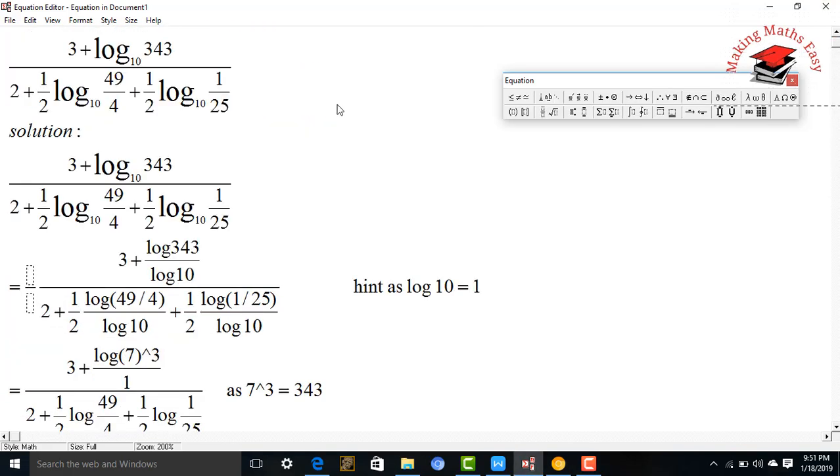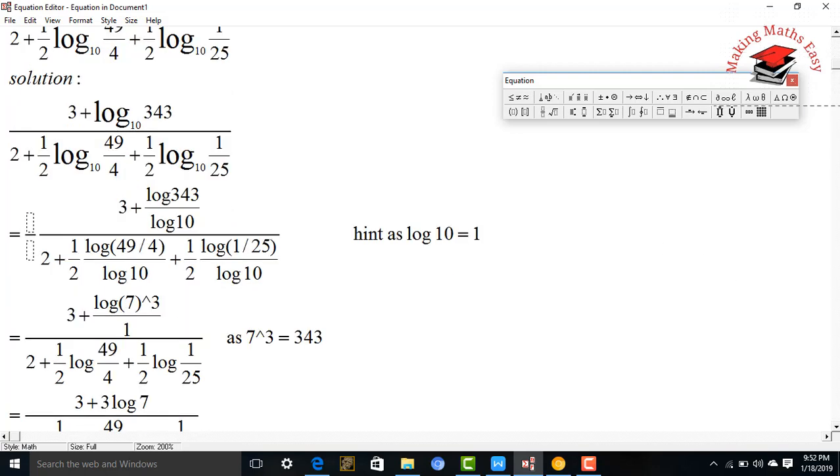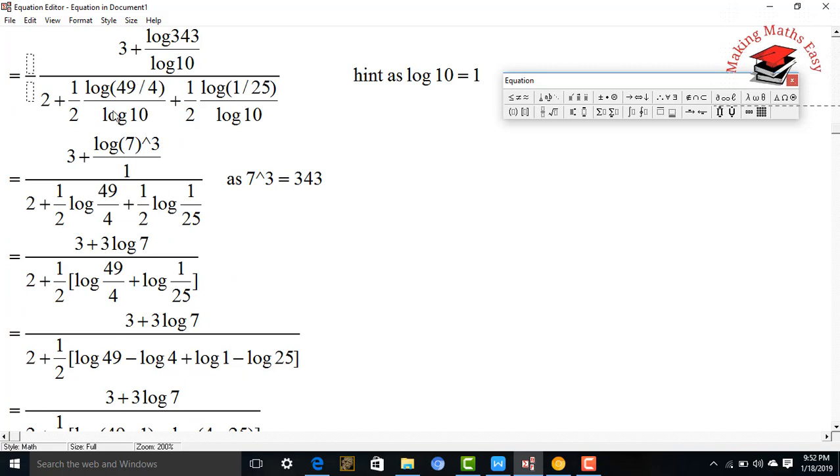So I will tell you a short recap about this sum, how to solve this. First of all, take 343. So we know that 7 raised to 3 is equal to 343. As we know that log of 10 is equal to 1, instead of log of 10 we will put 1. As we know that 1 is a unity, it can be written or not written, it is the same.